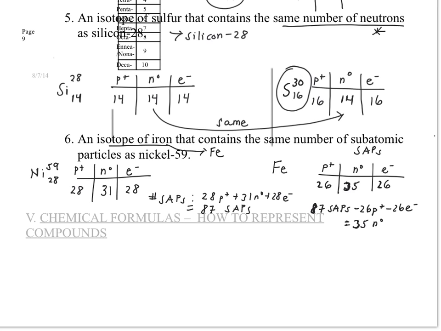Okay, so if we add the number of protons plus neutrons, it's iron 61, and the atomic number is 26. So this is your answer for number 6. It's iron 61 with an atomic number of 26.